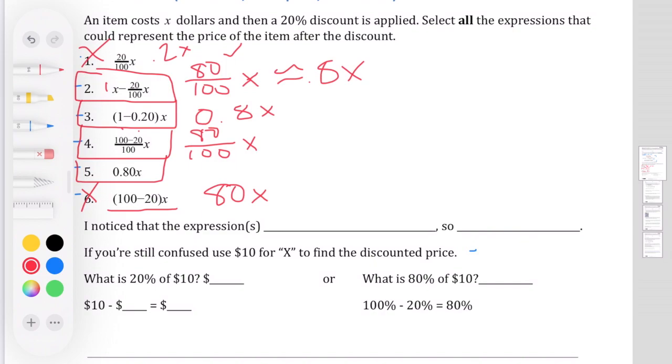So what I'm looking for in the sentence frame doesn't have to be perfect, but I noticed that the expressions 2 through 5 represented 80% of the original price. So I selected them.